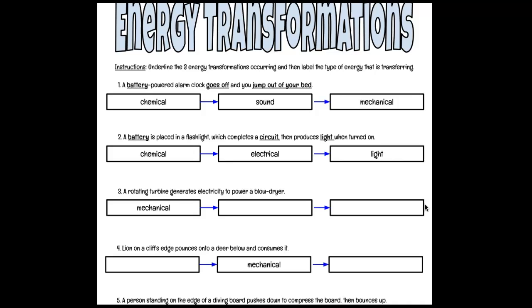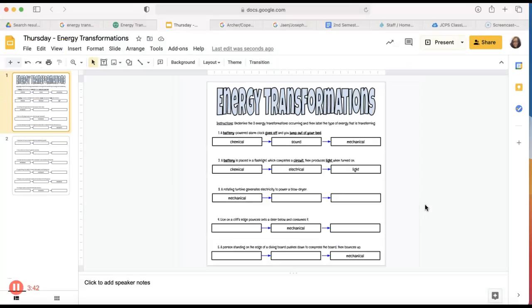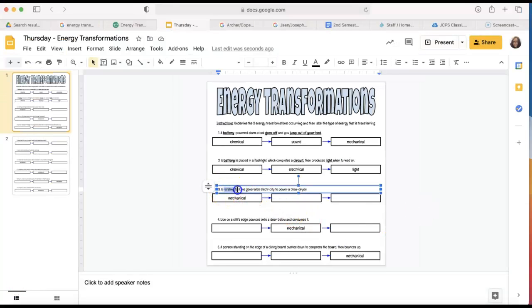I went through and plugged in all the mechanical answers for you guys just because I feel like mechanical energy is kind of harder to figure out because it's the total motion of the object. So I went ahead and plugged them in so that we could just roll from there. So number 3 says a rotating turbine generates electricity to power a blow dryer. So we have a rotating turbine, right? If it's rotating, it's moving. So it's completing a bunch of energy. That's the whole energy of the turbine.